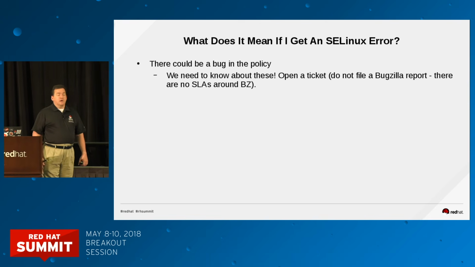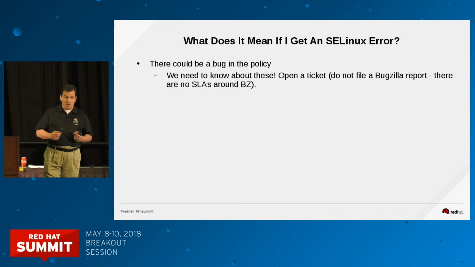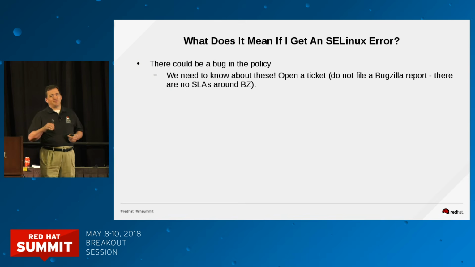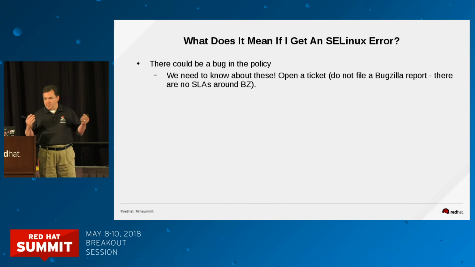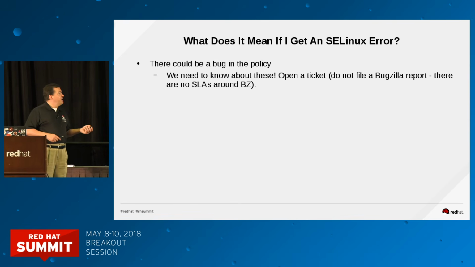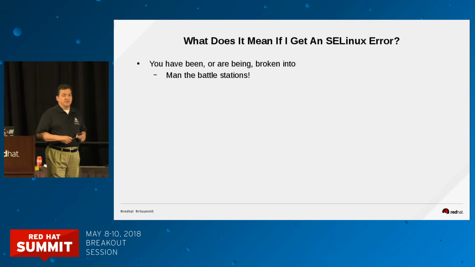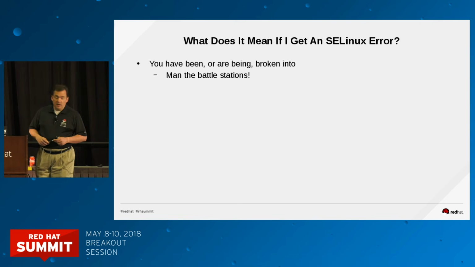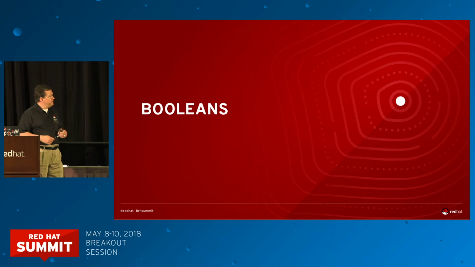It happens. If you do think that there is an actual bug in the policy, please open a trouble ticket with Red Hat. Don't just file a Bugzilla report, because there's no service level agreement around those. There's no time guarantee. So file a ticket with Red Hat support, and we'll figure out what that is. Or the fourth case is you've been broken into or are being broken into. In which case, man the battle stations, figure out what's going on, and rectify it.